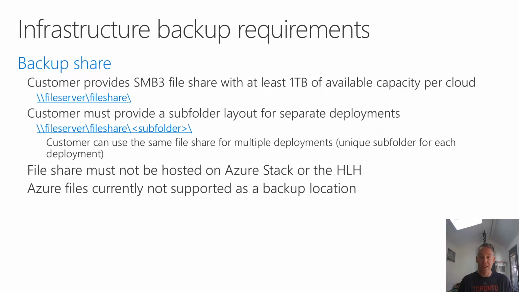So a few more things, just to drill down into what I said. You as an operator need to provide an SMB file share with, it says here, at least 1 terabyte of capacity. The backups are probably going to take about 140 gigabytes if you use the default. If you have separate deployments, like if you have multiple Azure Stack instances, they can all create their backups in the same place. They'll create a subfolder that's tagged with the name of your Azure Stack deployment.